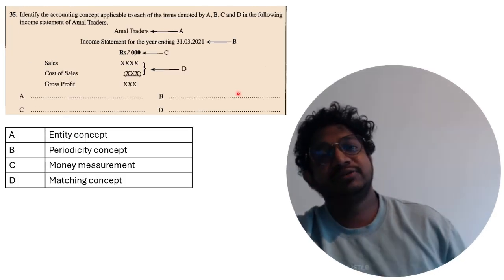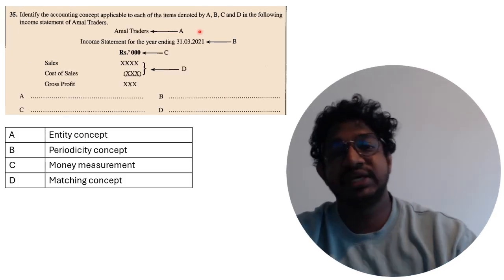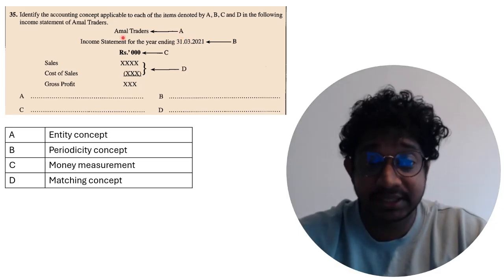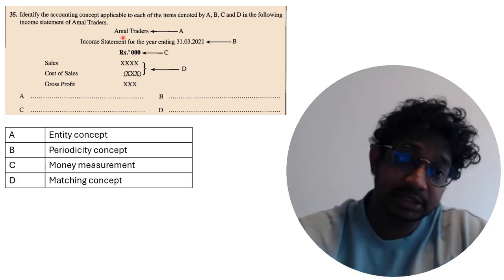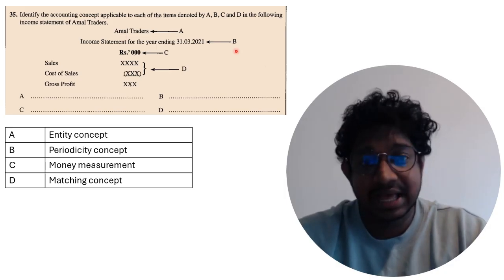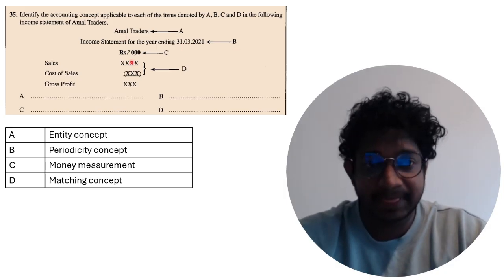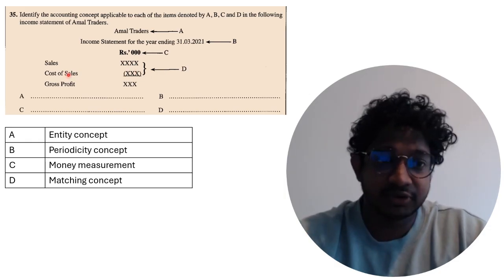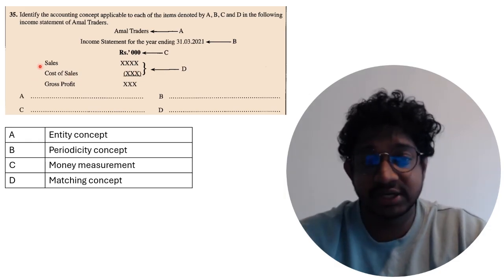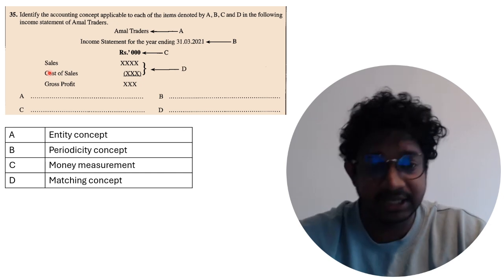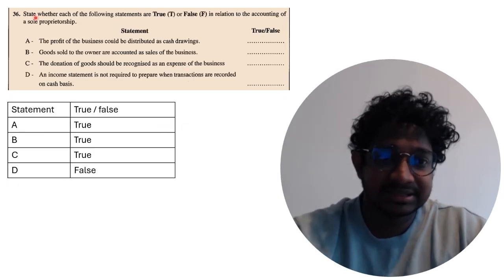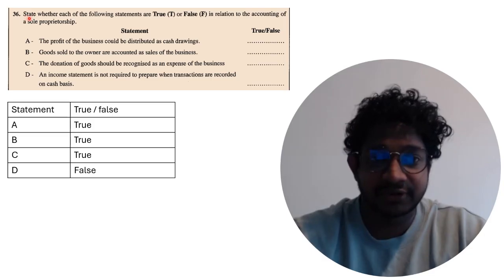Question 35, they are asking to identify the accounting concepts applicable to each position. So A, entity concept, because we name the company's name apart from the owners, and this is periodicity concept, and this is money measurement concept, and this is matching concept, because the expense you are deducting from sales, right? So that is concepts.